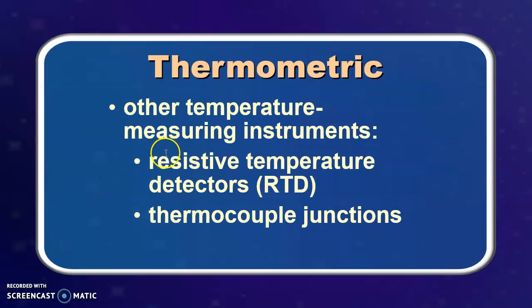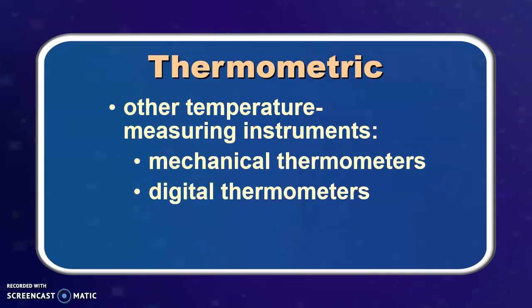Other temperature measuring instruments, these are just common things that we can note. We're not going to talk too much in depth on these things, but we just want to make note of them. Resistive temperature detectors, also called RTDs. There are things called thermocouple junctions. There are mechanical thermometers, and then there are digital thermometers. Earlier I showed you a picture of a digital thermometer. That's a very commonly used temperature measuring device.